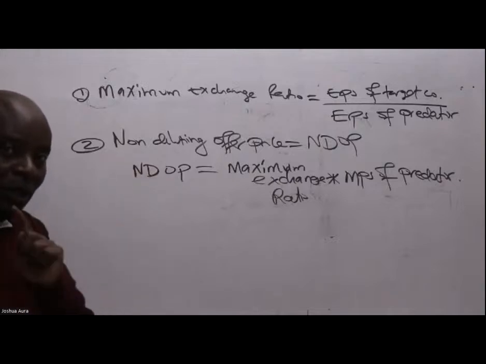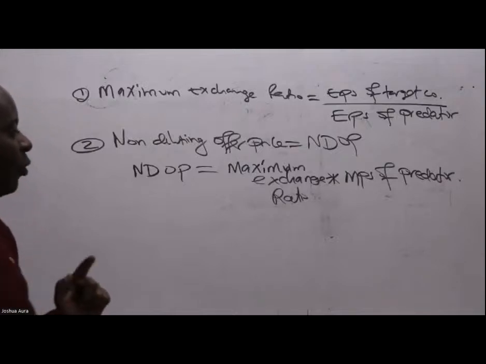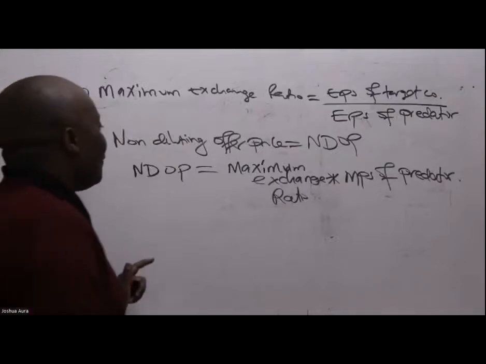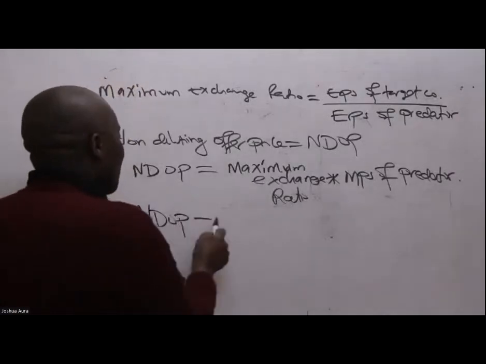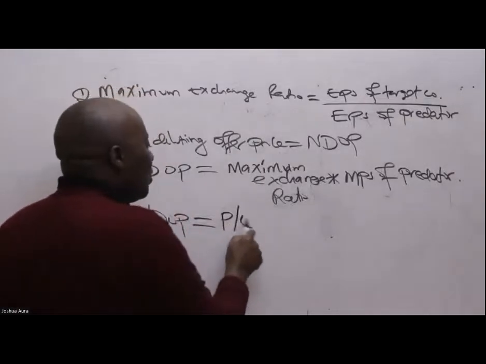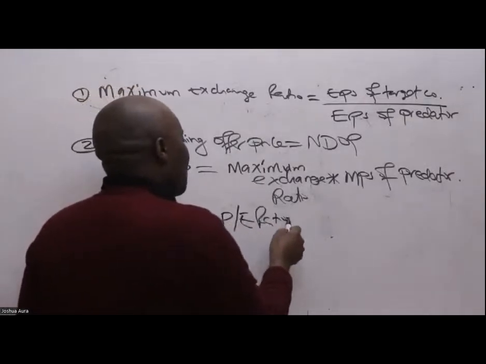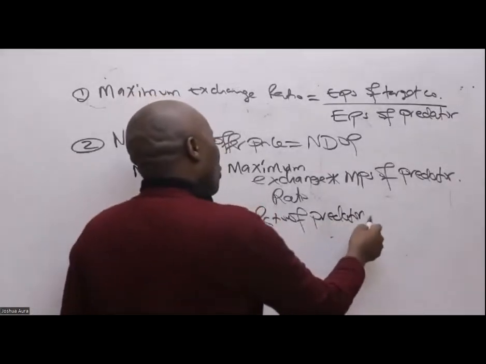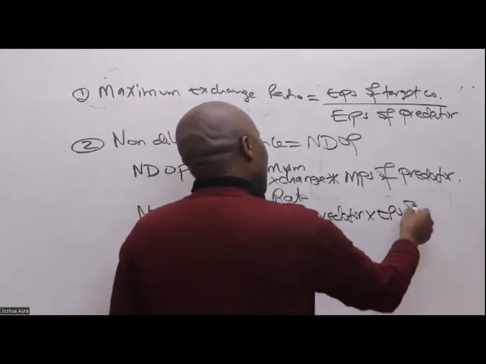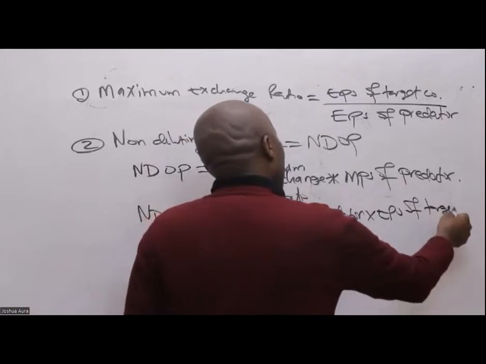And if you want to derive this, like what I'm seeing Mr. George doing there, Mr. George is a bright student. If you want to use the longer formula, NDOP is PE ratio of predator times EPS of target.